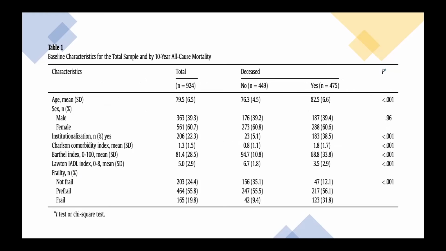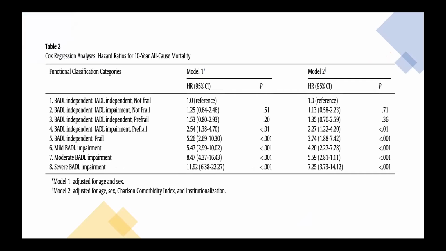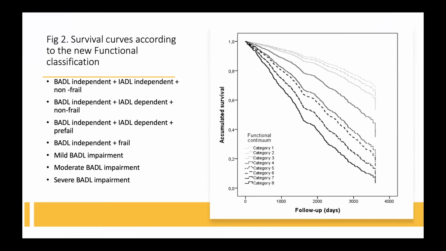Within this study, it's important to note that 475 people died during the 10-year follow-up. We were still able to compare and collect their data. Mortality rates were higher toward the less functionally independent end of the functional continuum, which we would all probably hypothesize. When they looked at the Cox regression analysis, they ran two models. Model 1 adjusted for age and sex, and then Model 2 included the Charlson Comorbidity Index and looked at institutionalization. The risk of mortality gradually increased toward the less functionally independent end of the functional continuum.